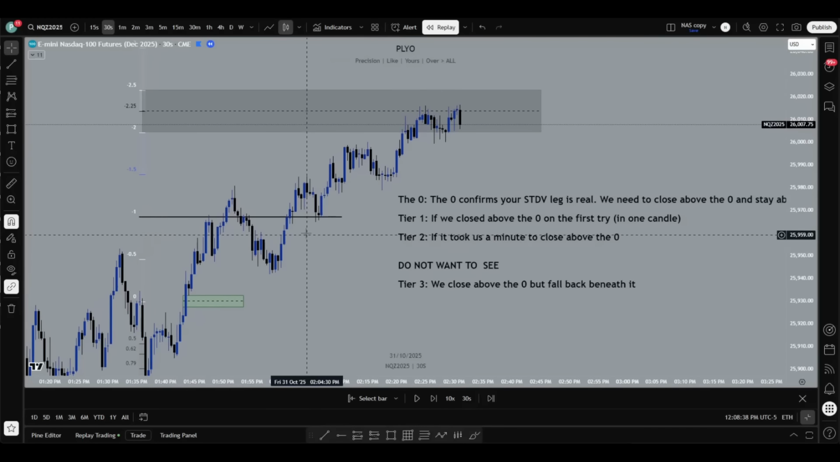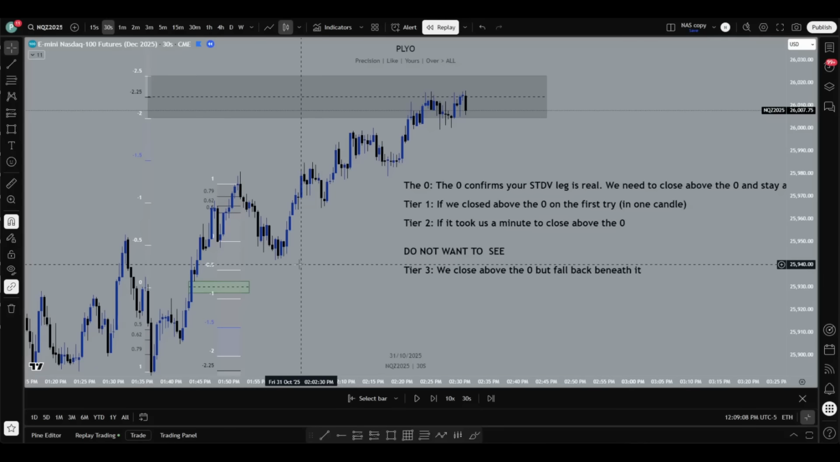Okay, you should have no doubt in your mind that we're going to get to -2 or extremely close to it. When you have manipulation legs, or when you're forming one, it should be quick. Everything should be quick. Why is that? It's because this little up move, and when we come back down, if we came back down quick, it's going to create a higher time frame wick.